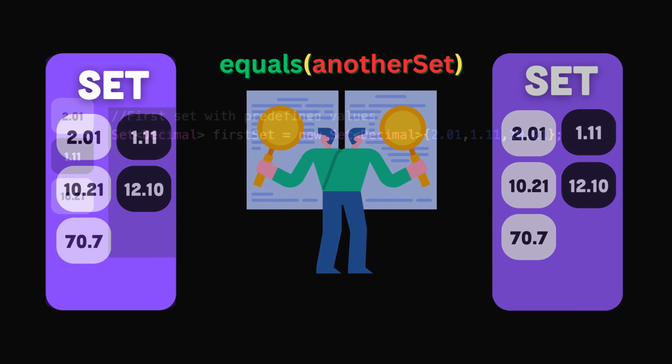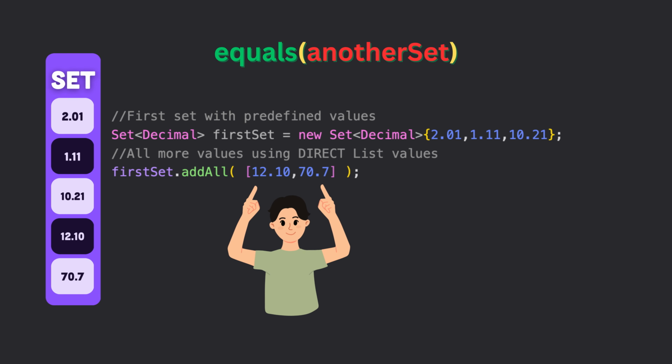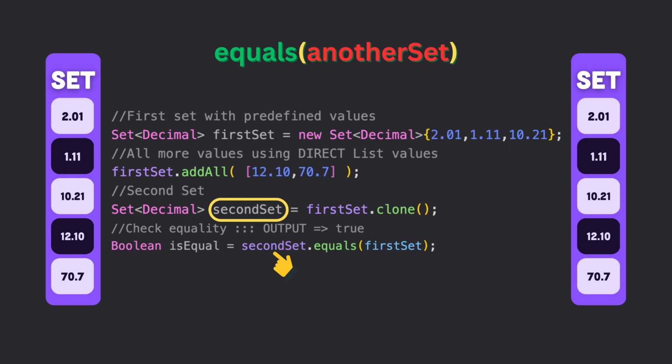For instance, here we have the first set of decimal type. Let's add 2 more values as a direct list. Once that's done, we can clone the first set, which will give us an exact duplicate. Finally, let's check if our cloned set is exactly the same as the first set, and we get true as a result.